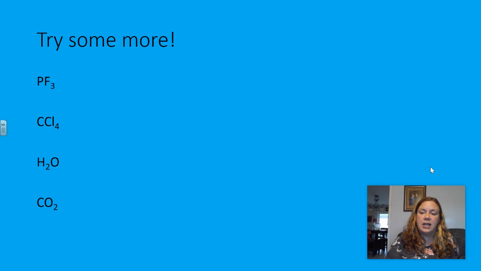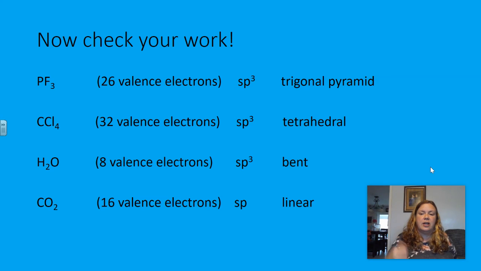And let's go on to the next slide, and you'll see the answers so you can check yourself. I put on here the number of valence electrons for each molecule, the hybridization, and the molecular geometry. So hopefully this can help you a little bit.